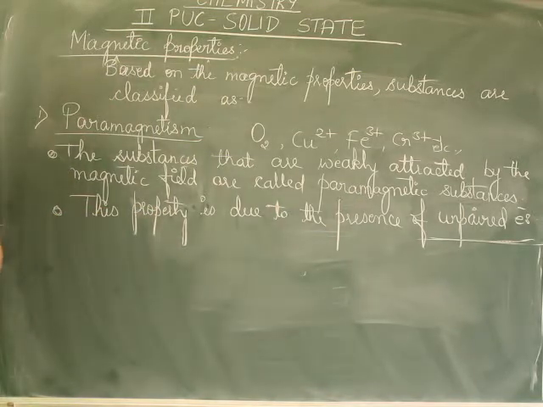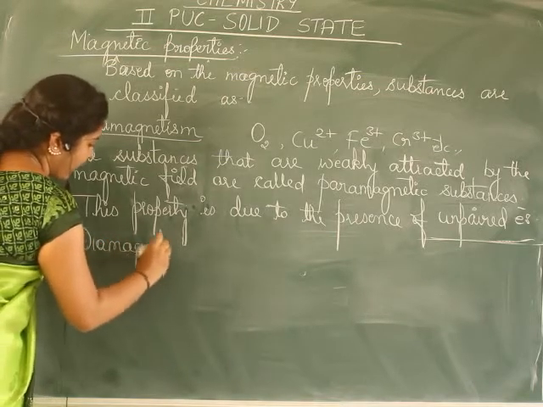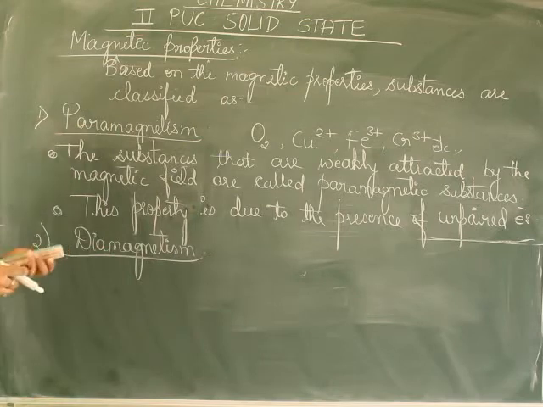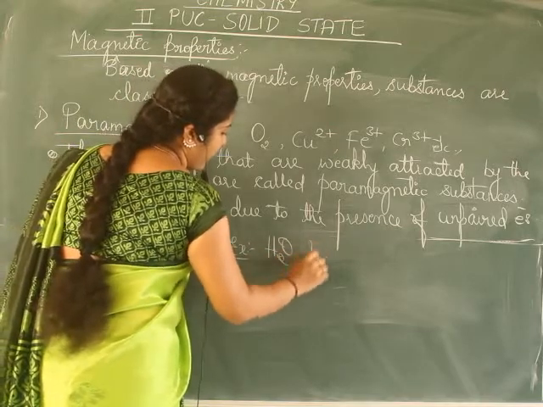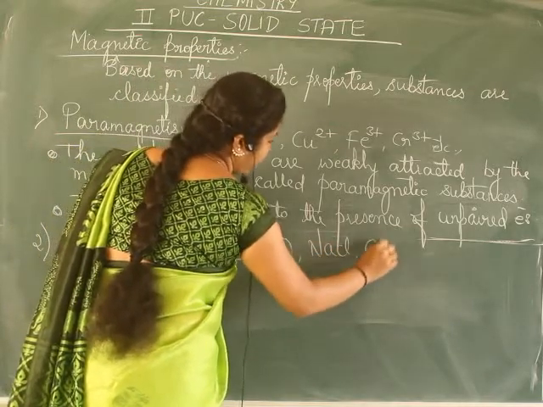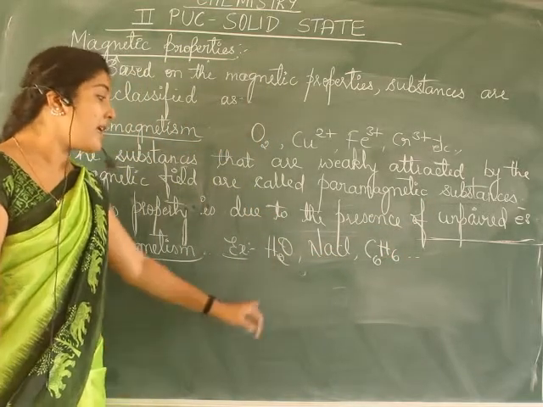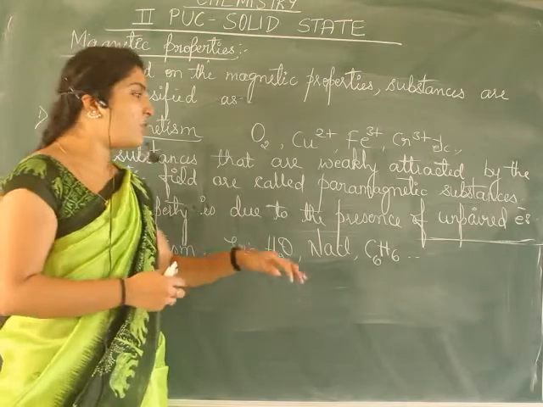Next property is called diamagnetism, and the substances are called diamagnetic substances. So it's like the opposite of paramagnetic substances. Example: water, sodium chloride, benzene, etc. These are examples for diamagnetic substances. What happens if you place these substances in the magnetic field? Then you see that these are weakly repelled.